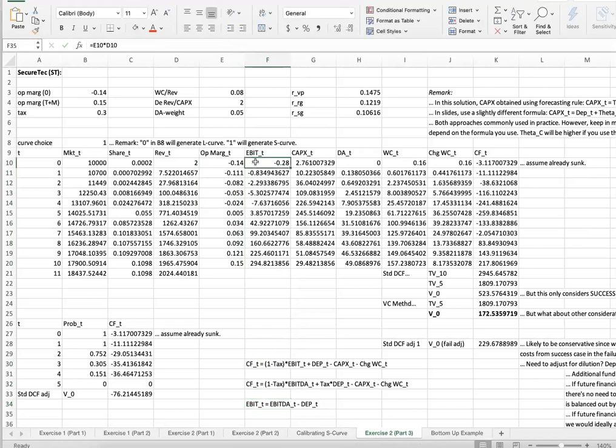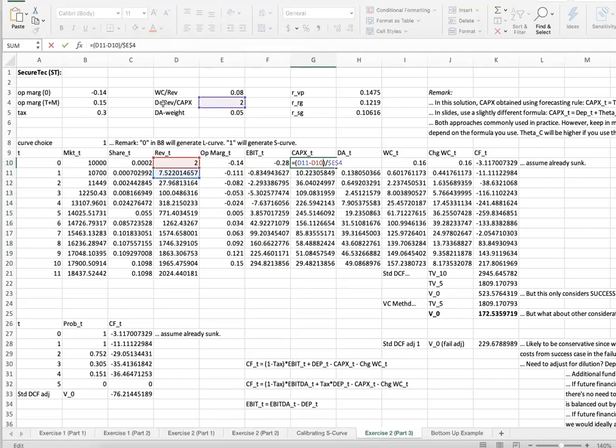Okay, but in any case, given this, I have my estimates of EBIT over time, right? All I did is I took my changing margins over time, applied it to my changing revenue forecast over time, and that gives my forecast of EBIT over time for SecureTech, conditional on success. Next thing I do is I get my estimate of CapEx over time, right? CapEx over time is just equal to expected next period change in revenue, so revenue at time t plus 1 minus revenue at time t, times the parameter theta c.